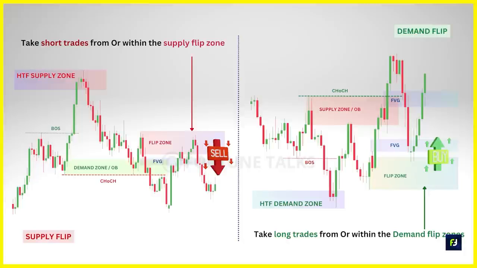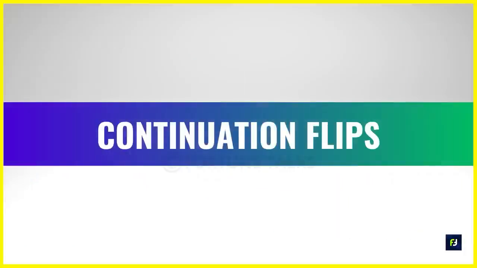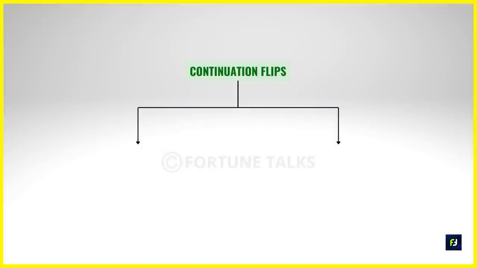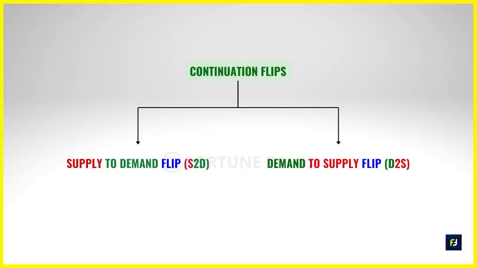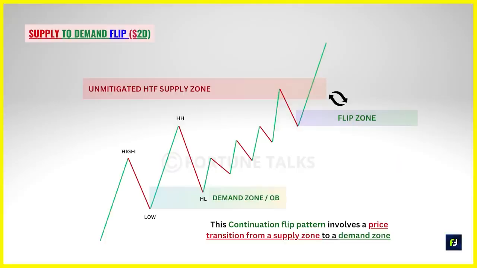Now that we have extensively discussed the reversal flip pattern, let's explore the specifics of the second flip pattern type, which is the continuation flip pattern. The continuation flip pattern can be divided into 2 types. It can be either a supply to demand flip pattern or a demand to supply flip pattern. Let's begin with the supply to demand flip pattern. The supply to demand flip pattern is a type of continuation flip pattern that involves a price transition from a supply zone to a demand zone.